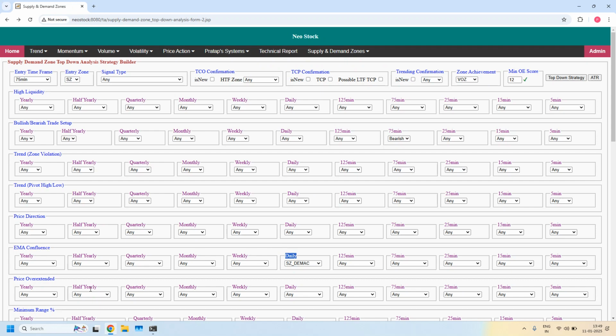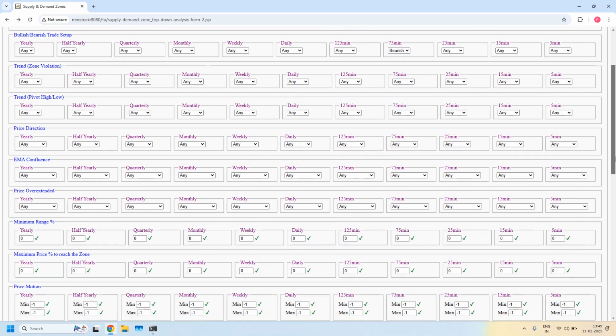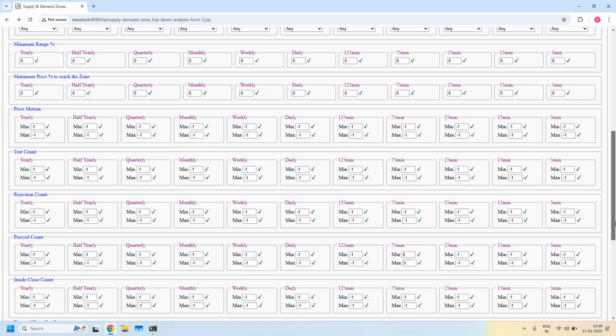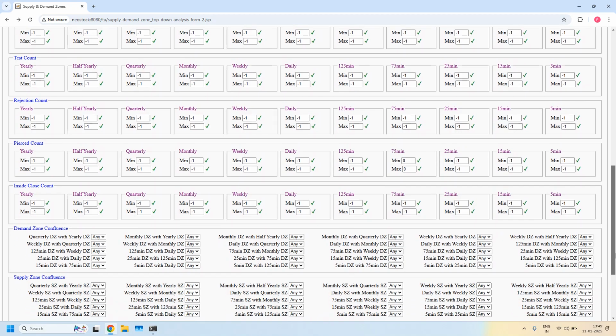So next one is LTF, ITF, HTF confluence. I am removing the EMA filter. This is applied only for the LTF, ITF combination. For the LTF, ITF, HTF combination we use weekly confluence. But before that, we should filter LTF, ITF, HTF supply zone confluence supported stocks.